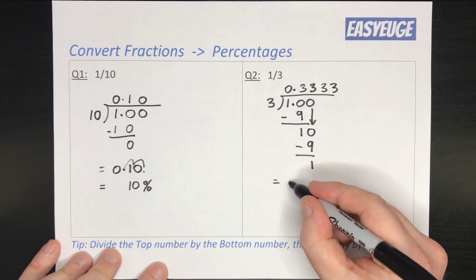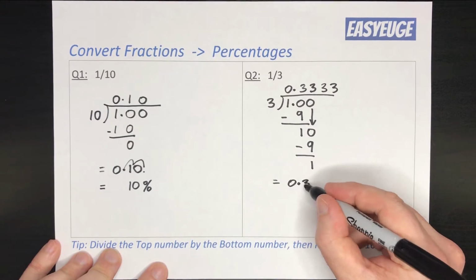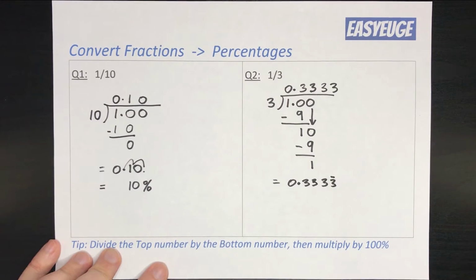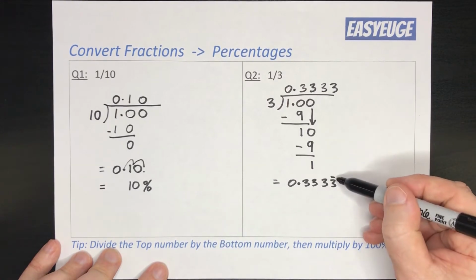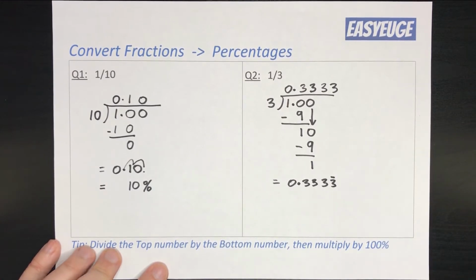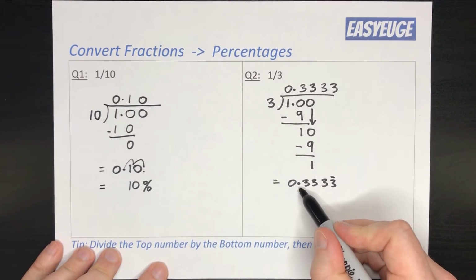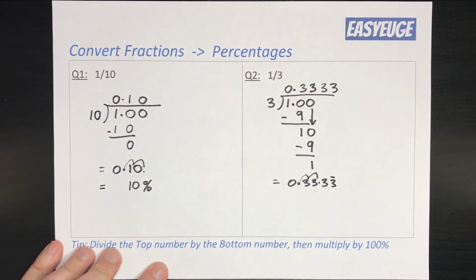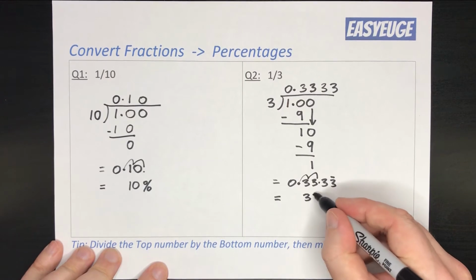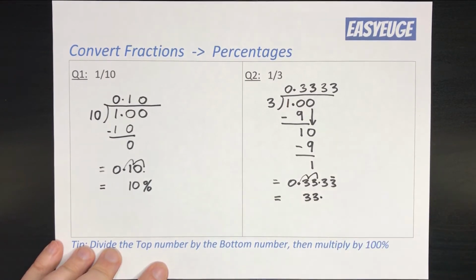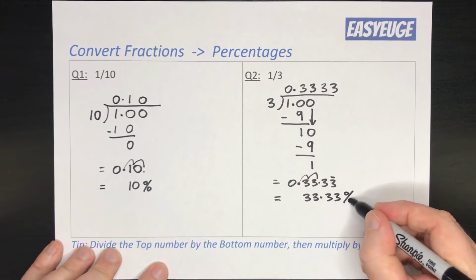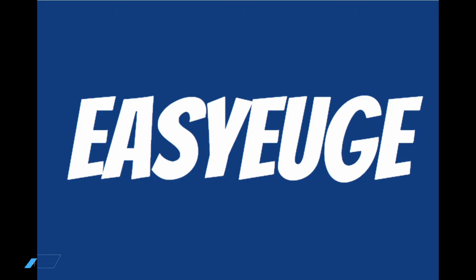So we can write this down as 0.3333 and put a little bar or a little dot on top, just to say that this will continue forever. Then we multiply by 100%. You ready? Find the decimal point and move it 2 places. There it is. So this becomes 33 point, that's where the decimal point moved to, 33%. And there you go.